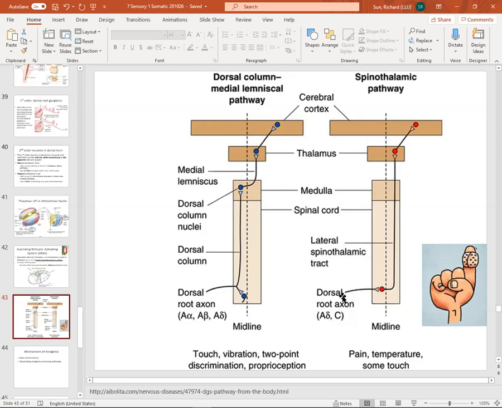The A delta will go through the neospinal thalamic tract, go to the thalamus, go to the brain. The paleospinal thalamic tract, or the indirect pathway, will stop at the brainstem right here. And then the brainstem will send signal into the thalamus, but not the PL, not the ventral posterior VP, but it will send to the intralaminar nucleus right here.